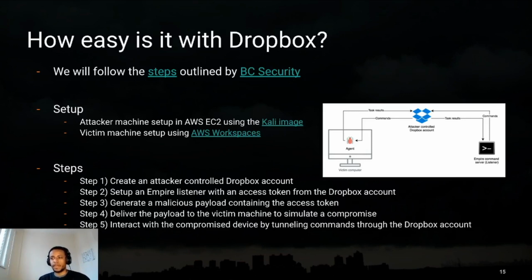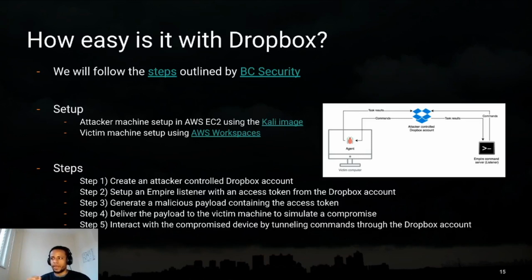First, we're going to create an attacker-controlled Dropbox account. Second, we're going to set up an Empire server with a listener that has an access token from the Dropbox account we created. Third, we're going to generate a malicious payload that contains that token to be deployed on a victim. Step 4, we will deliver the payload directly to simulate a compromise. In the real world, this would be where the attacker would host the payload, have a malicious link in a Word document or an Excel document, and deliver that via phishing email, right?